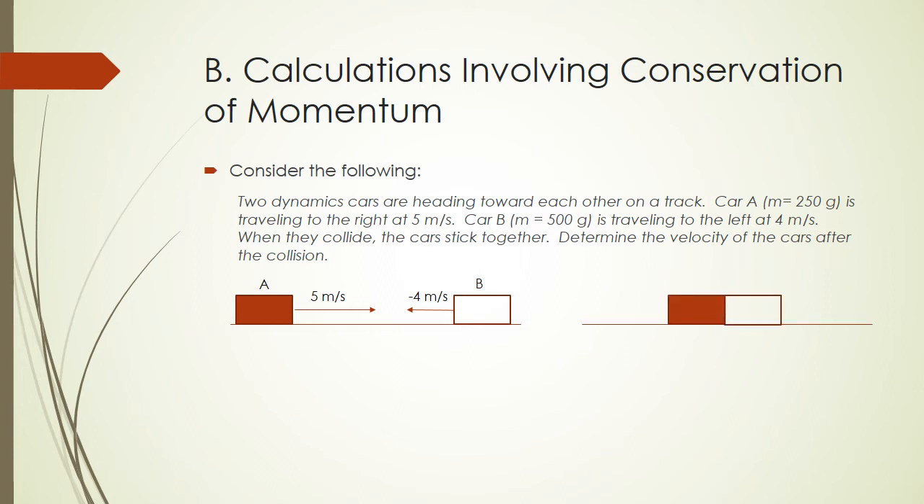We're told that the cars stick together. So here you can see A and B are stuck together. And we're asked to find the velocity of the cars after the collision. Well, based on what I'm given, I don't know which way they're going to be going, which, remember, would also be included in velocity, because velocity is both speed and direction.